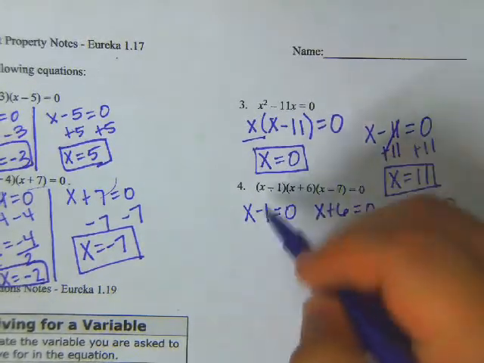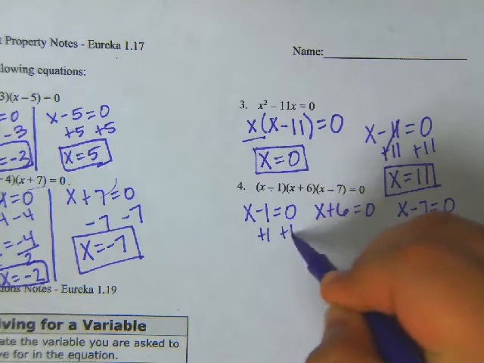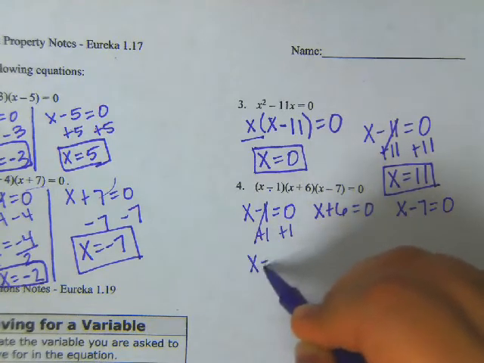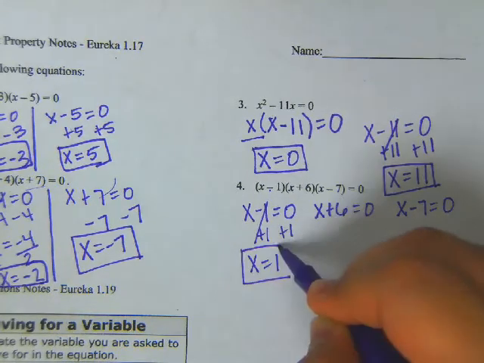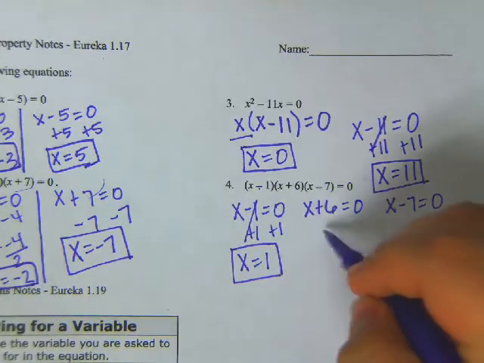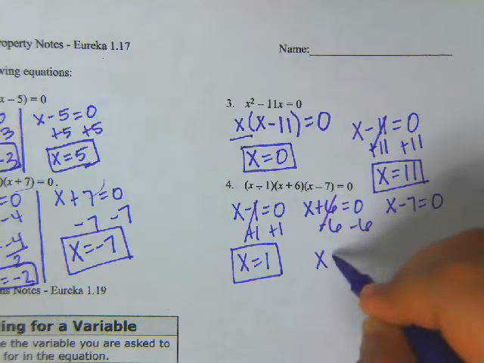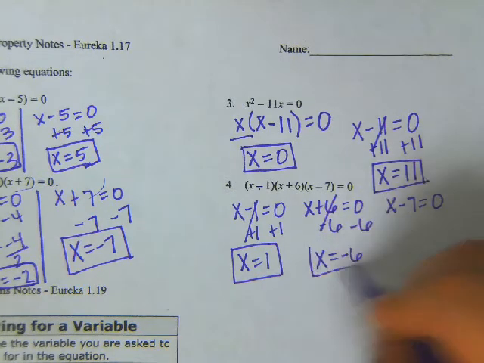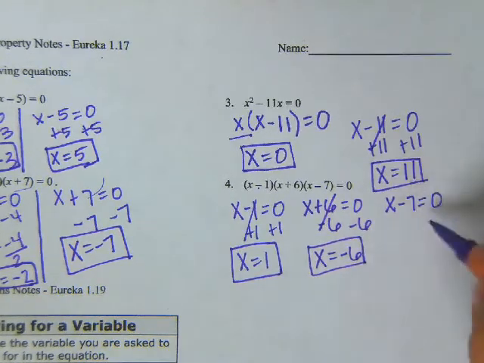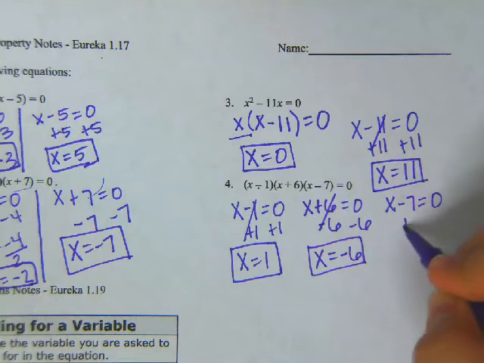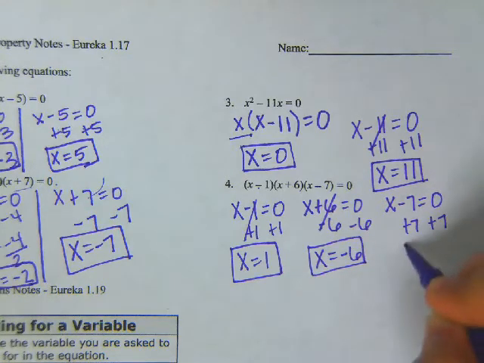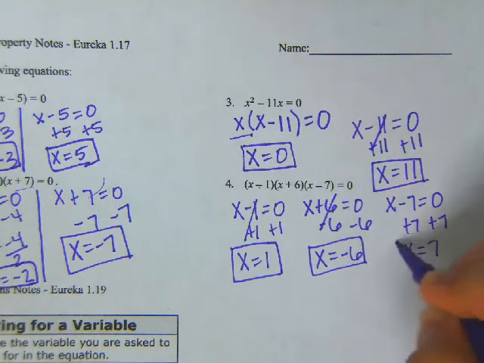So to solve the first one, we're going to add 1 to both sides. So my first x value is x equals 1. To get my second x value, we're going to subtract 6 to make these cancel. So my second x value is negative 6. And our third x value, to solve this one, we're going to add 7. And so our third x value is x equals 7.